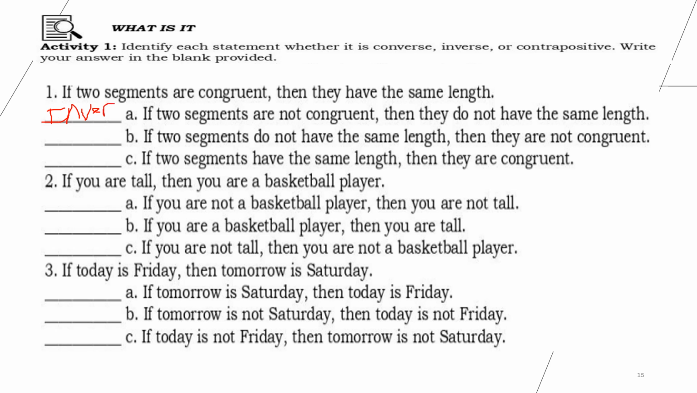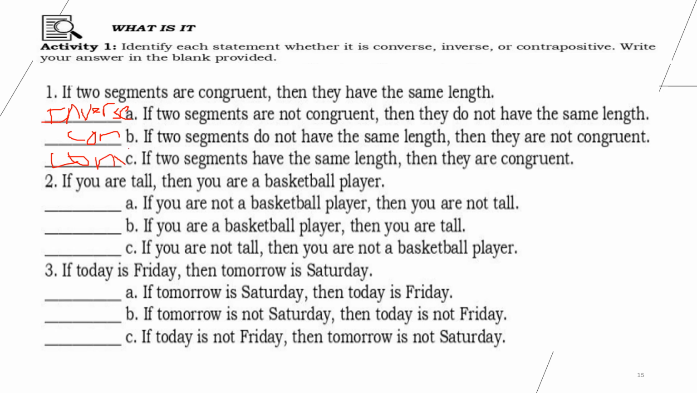Okay, so I will just write it in small letters. If two segments do not have the same length, then they are not congruent. So this one is the contrapositive. I write con for contrapositive. If two segments have the same length, then they are congruent. This is what we call converse. Converse, con with a V.